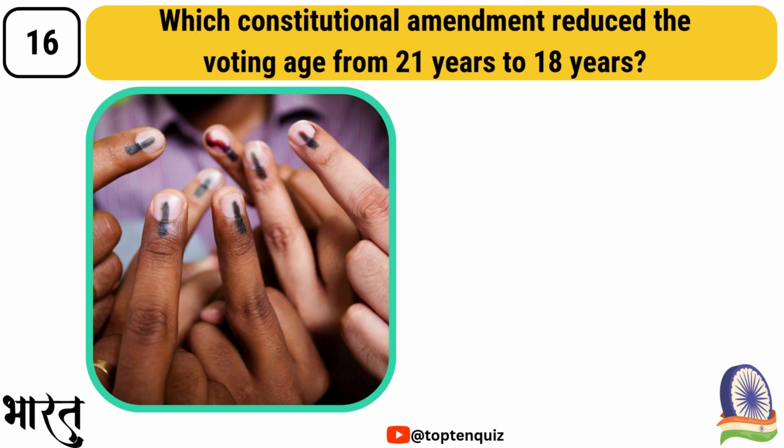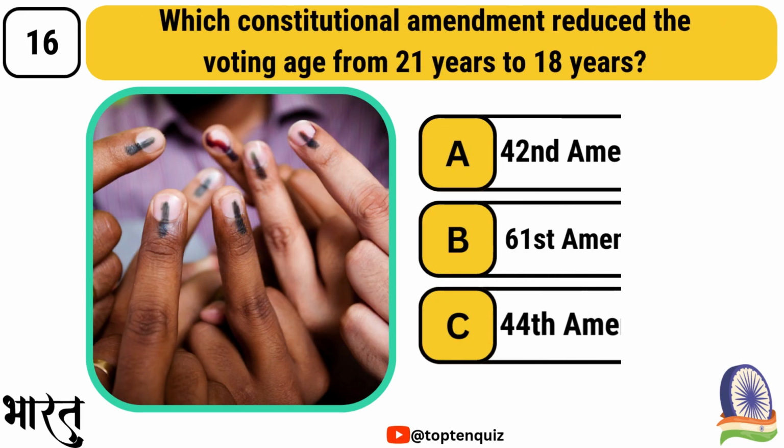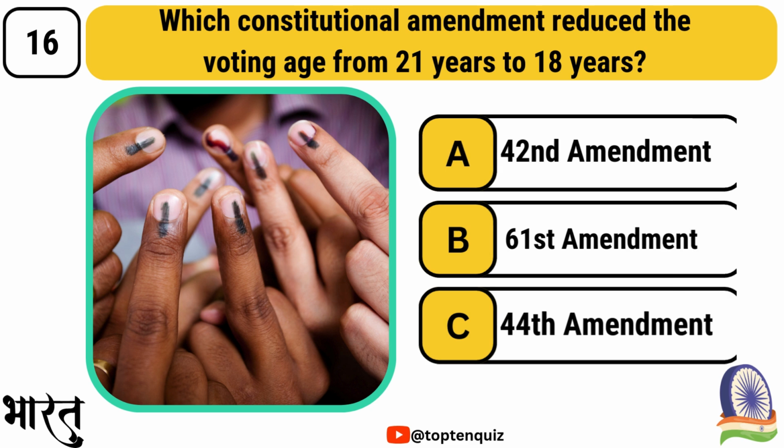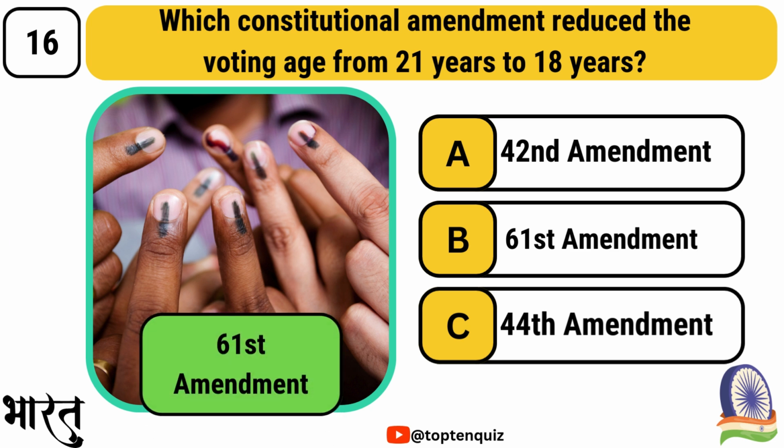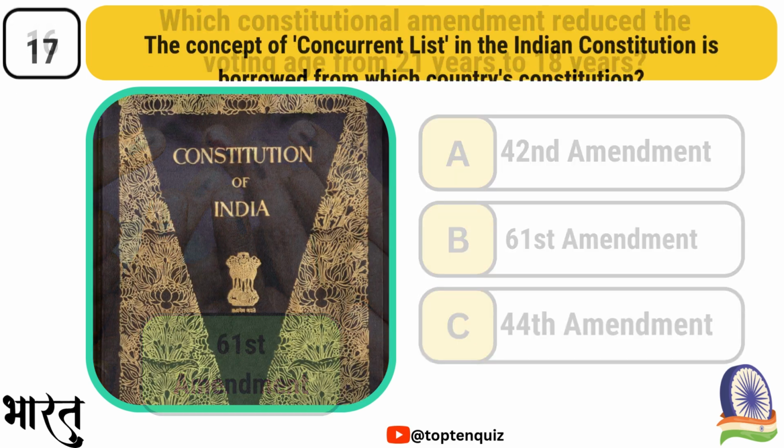Which constitutional amendment reduced the voting age from 21 years to 18 years? Option A 42nd, option B 61st, option C 44th Amendment. The answer is 61st Amendment.